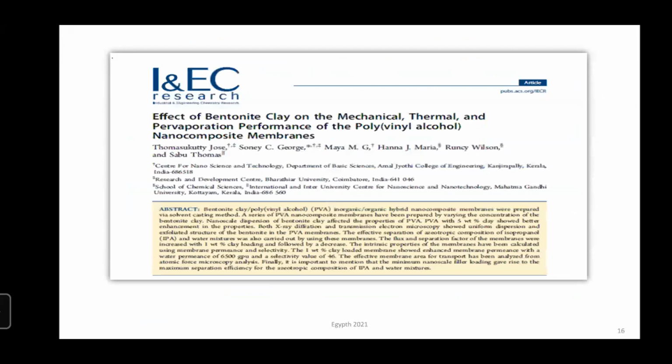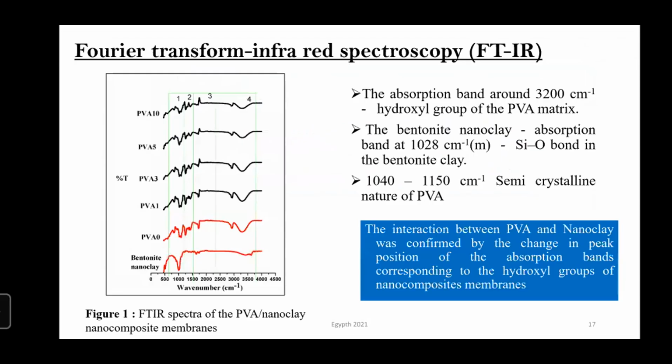The first study was published in ACS Industrial and Engineering Chemistry Research, and it is about bentonite nanoclay for the pervaporation separation using a nanocomposite membrane. From the study, bentonite nanoclay is a layered structure. If a polymeric nanocomposite is formed, the intercalation or dispersion of the nanoclay in the polymeric material is significant, because it is either intercalated or exfoliated.